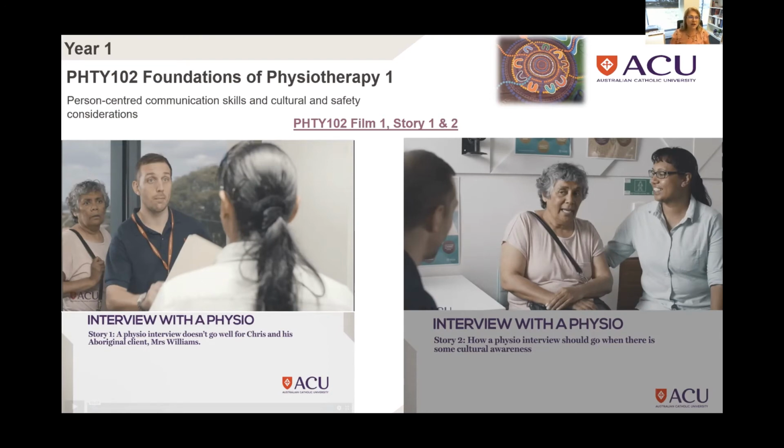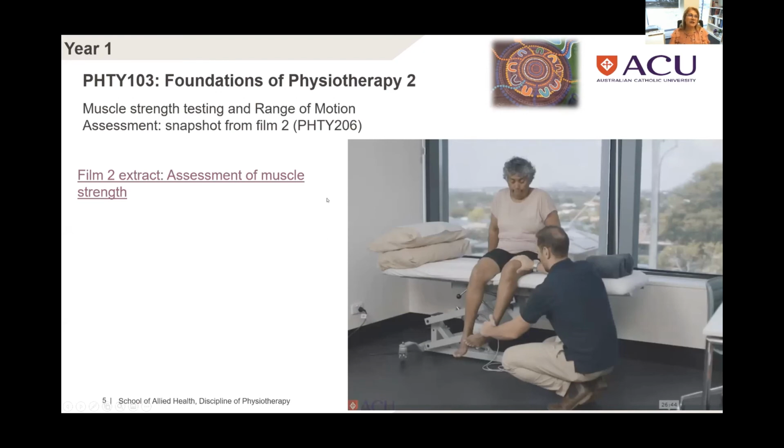a lot further. And because they meet Mrs. Pecky Williams in the very first semester, the very first month they commence the program, they're now able to follow her through the 4 years of the curriculum. So as part of semester 1 in first year, they learn how to assess muscle strength, for example. So we show them an extract of the second film that incorporates this aspect.